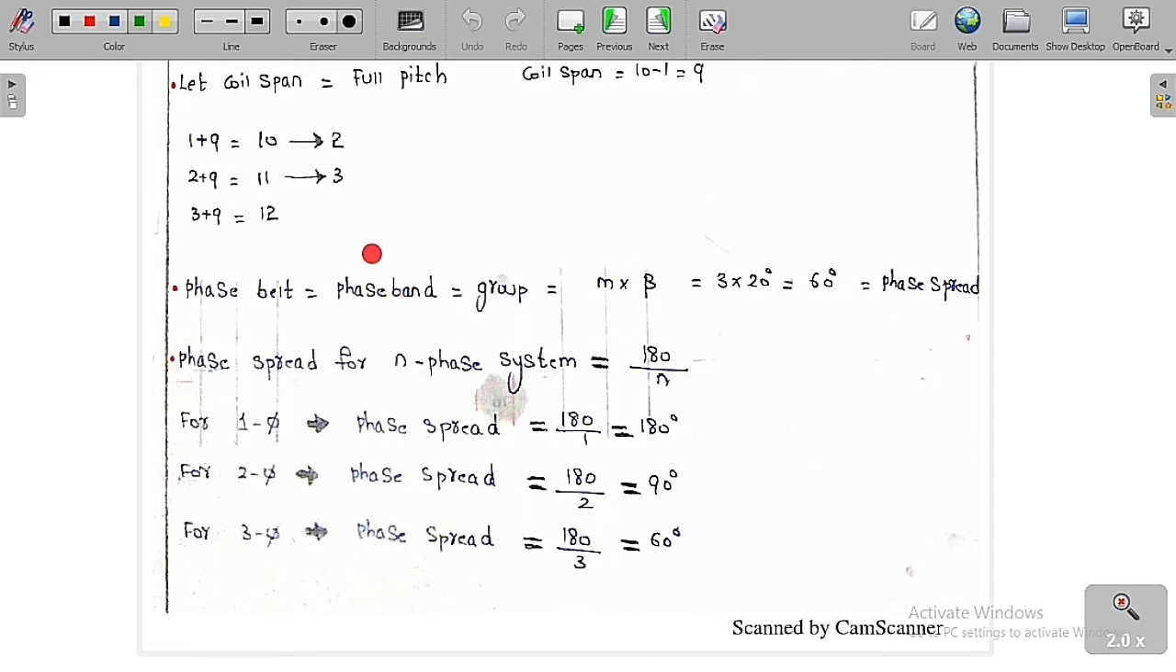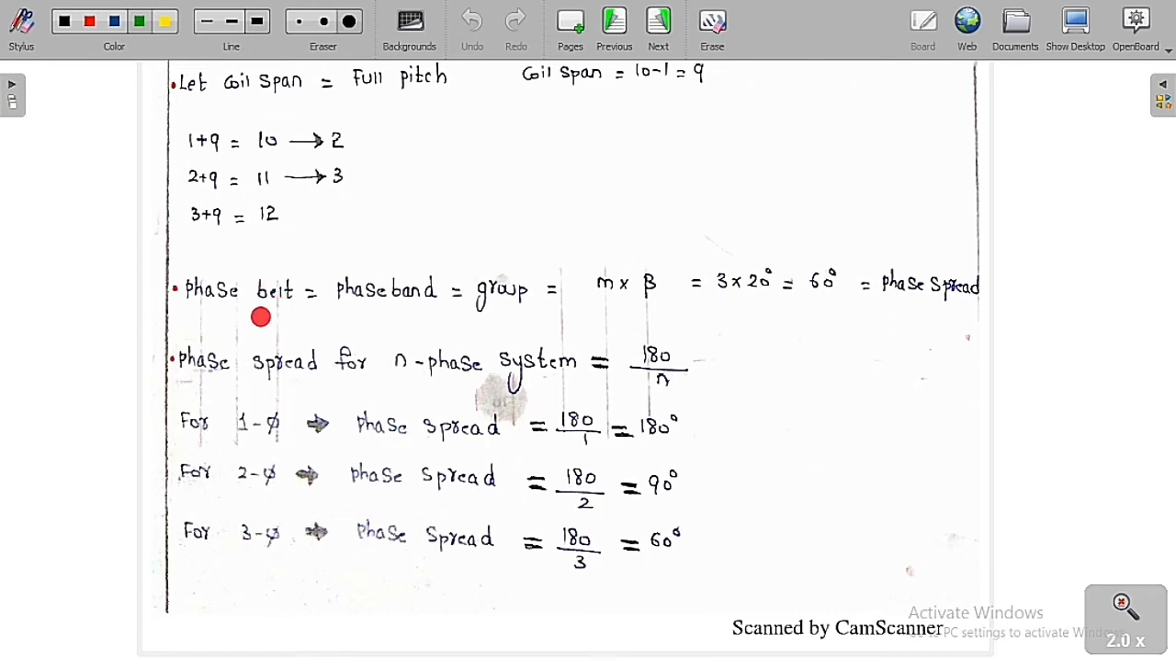Simply we can say that this type of connection is called a full pitch winding. So you have to connect the connector in slot 1 to connector in slot 10, and you go for the slot 2 connection. From slot 2 to slot 11, again from slot 11 to slot 3, again from slot 3 to slot 12. This type of connection is called the full pitch winding.